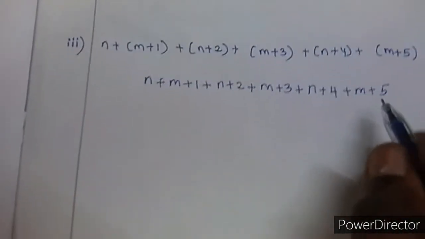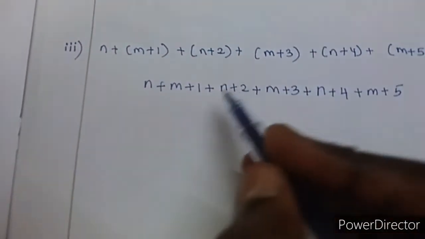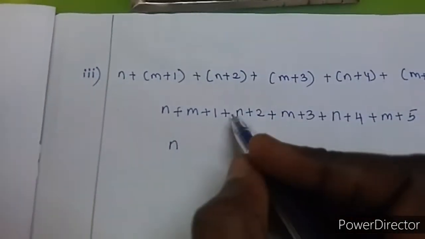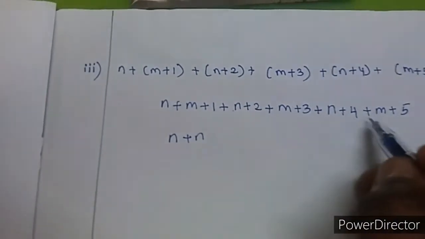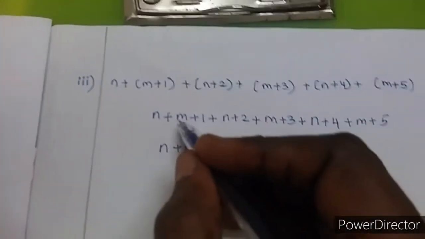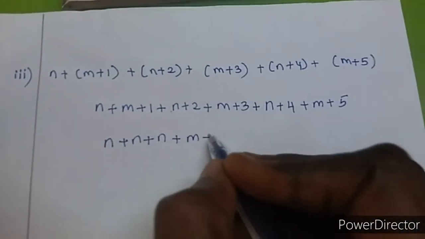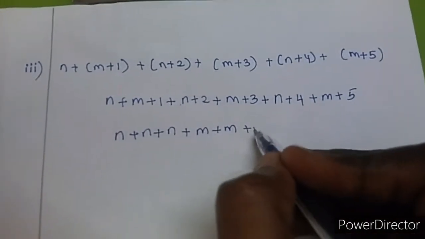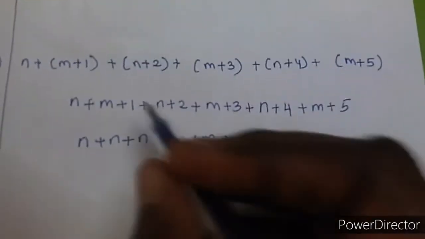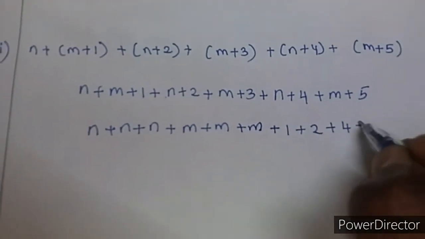Now join the like terms. Here n, what are the variables given there? M and n, and the constant number is given there. So n term and all. So first n, next one plus n, and one more n variable is given there. Next going to m variable plus m, and here also one m, and here another m. Now coming to the constant terms, plus 1 plus 2 plus 4 plus 5.